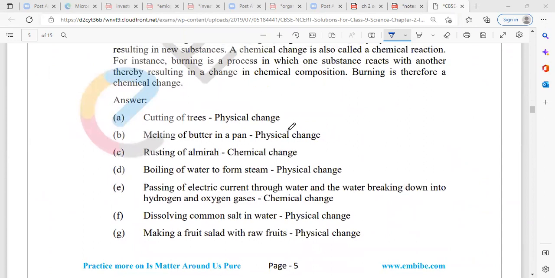Cutting of trees is a physical change. Why? Because once you cut down the trees, you cannot bring them back to the original tree. Melting of butter in a pan is also a physical change, right? Because once you melt it, it was a solid and is now converted into a thick liquid. Rusting of an almirah is a chemical change, because the almirah remains an almirah, right? Though rust takes place, the almirah remains itself. You can call it an almirah, right?